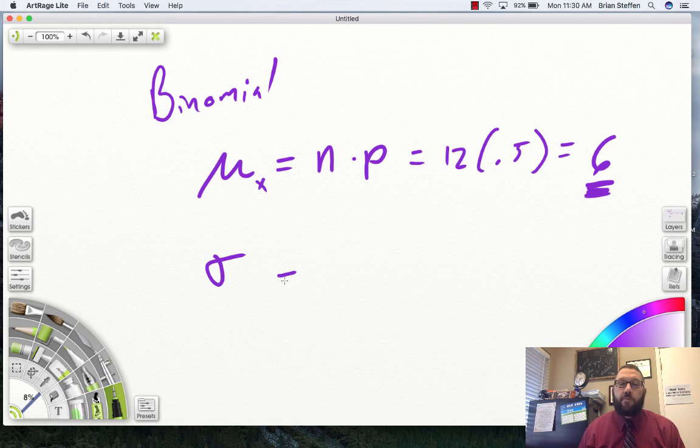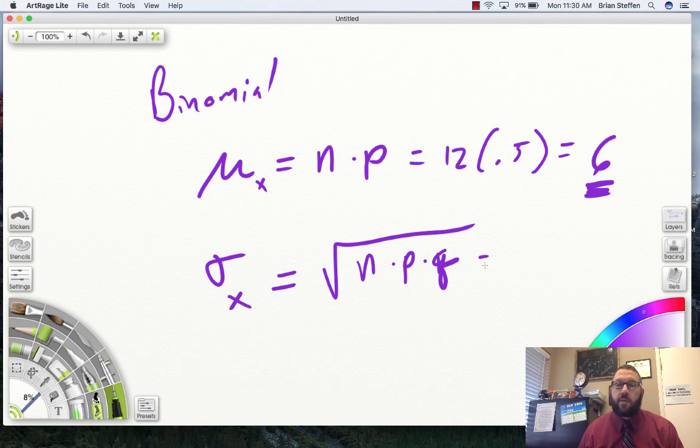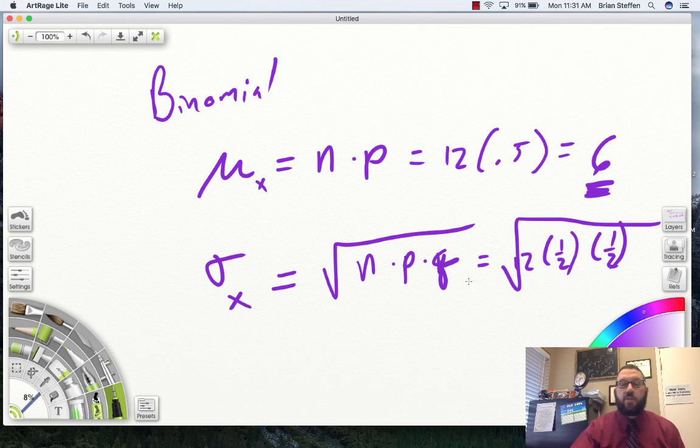Now, if I ever get fewer, like a lot fewer, or more, like a lot more, then maybe it makes me start to question whether or not that 0.5 is really true. Standard deviation is equal to the square root of n times p times q. So in this case, I do 12 times a half times a half, square rooted. That would be my standard deviation of this binomial scenario. So that's the mean and standard deviation of a binomial.